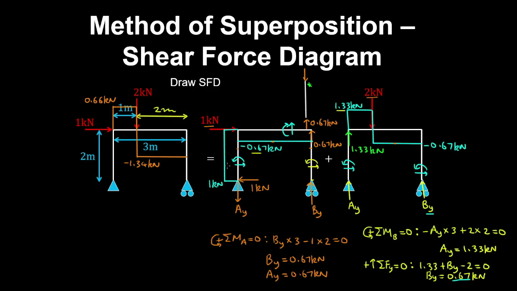And now in the left column, we have 1 kilonewton plus 0 gives a shear force of 1 kilonewton in the left column. That's constant. And in the right column, we have 0 plus 0. So the shear force in this column on the right is 0.